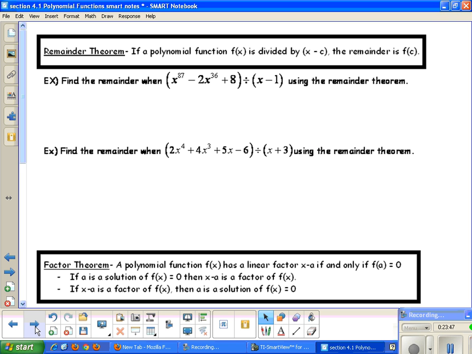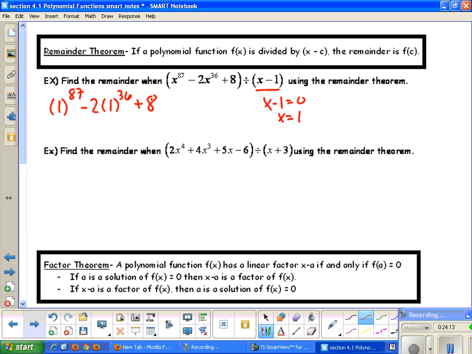If I want to do that, then the remainder theorem states that if I take this and set it equal to 0, I get x is equal to 1. I'm trying to test to see what the remainder is going to be for 1. So now I take that 1, and I'm going to do 1 to the 87th power minus 2 times 1 to the 36 plus 8. When I do this, 1 to the 87th power is just 1, minus 1 to the 36th power is 1 times negative 2 is negative 2, plus 8.